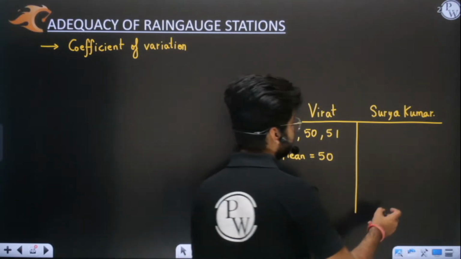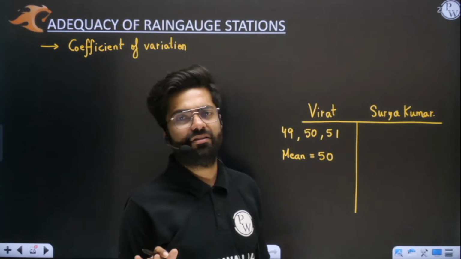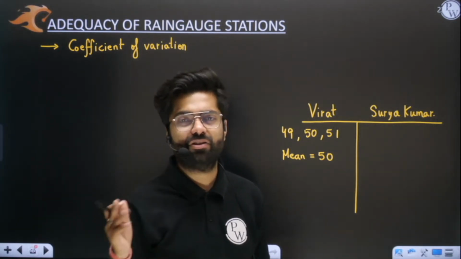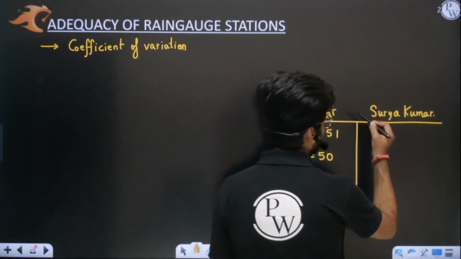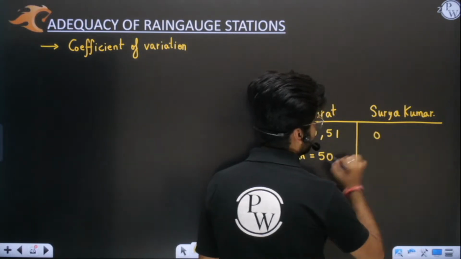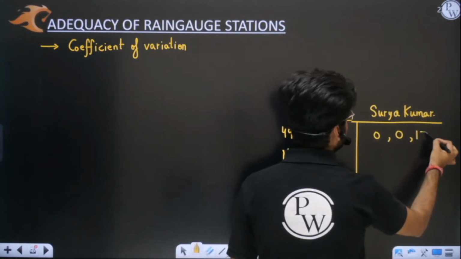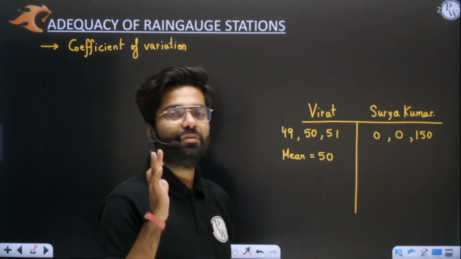Then Surya Kumar, see, he is a kind of moody batsman. He is least bothered no matter if he's playing at 50 or 100, he hits every time. You all know this. So he scored 0. Then again in the next match he scored 0. And suddenly he scores 150. Okay, now tell me what is the mean of Surya Kumar.